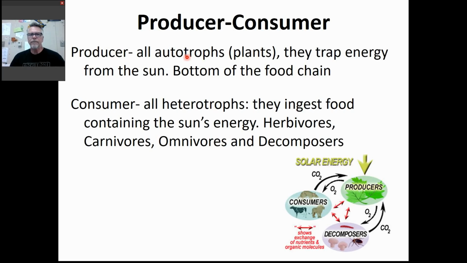All right? So plants. A consumer consumes things. Consumers are heterotrophs. Hetero means other. Heterotroph, other feeder. So a heterotroph eats other organisms. They ingest food containing the sun's energy. So in other words, they eat plants, or they eat other organisms that already ate plants. So herbivores are plant eaters, carnivores are meat eaters, omnivores eat anything like us, and decomposers break down dead organic matter. These are all consumers of one kind or another because they are consuming other organisms, not making their own food. Good?